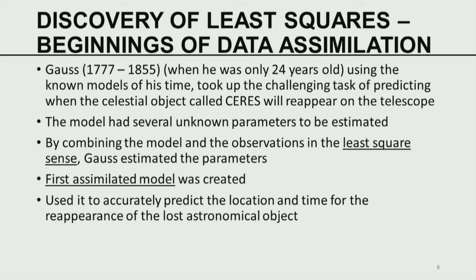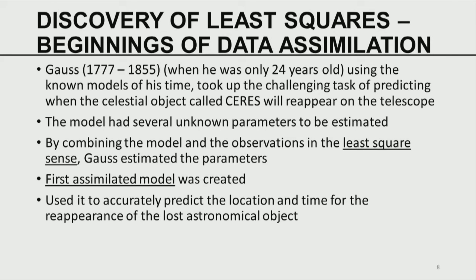Think of the problem now. He was given only data relating to the various positions taken from observations. So what does he have to do? He has to utilize that data to build a model. So he built a static model with several parameters. He combined that model with the observations. He invented the least squares as we know today. Using the model he created from the data, and using the data to estimate the unknown parameters, he invented the notion of least squares. He estimated the parameters of the model. He made a prediction of the bearings at which the object would appear. Sure enough, it did.